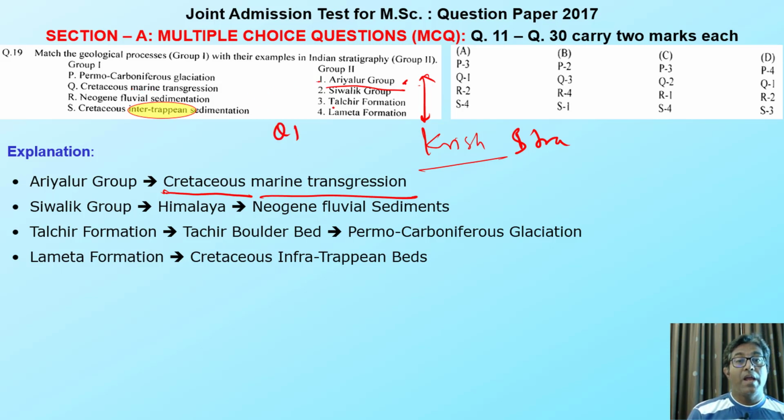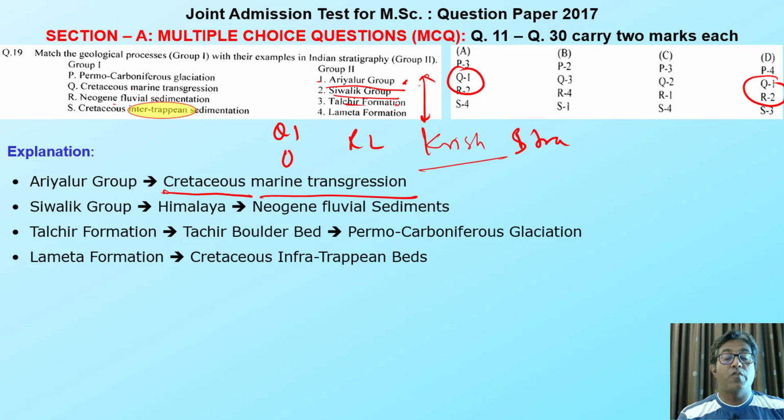Q1. And you know the Sivalik group is related to Himalaya. Himalaya is related to Neogene fluvial sedimentation. This means my R is equal to 2. So this is my Q1 R2.